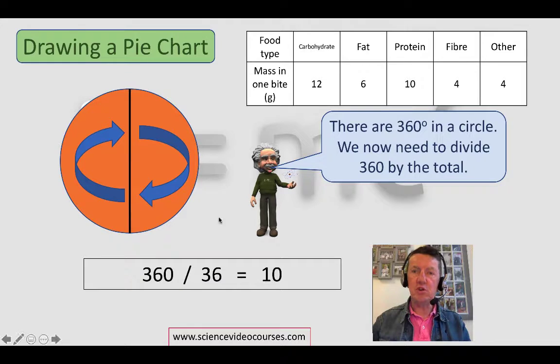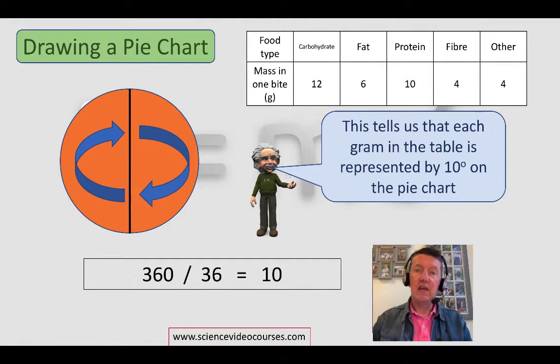Now you should know from your maths that there's 360 degrees in a circle. What we now do, we divide 360 by the total from the previous slide. So 360 divided by 36, very handily for us today, equals 10. It just makes it nice and easy that way. Now this tells us each gram in the table, for example carbohydrates is 12 grams, is represented by 10 degrees on the pie chart. Let's see what that means.